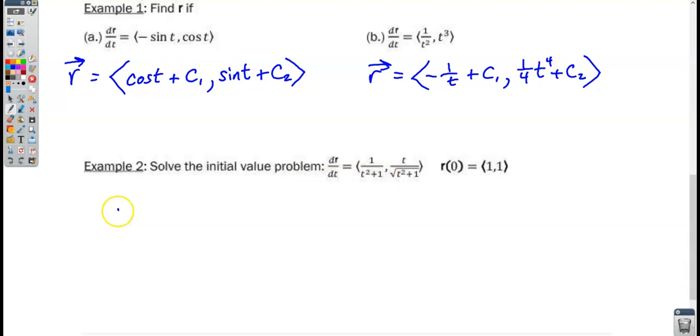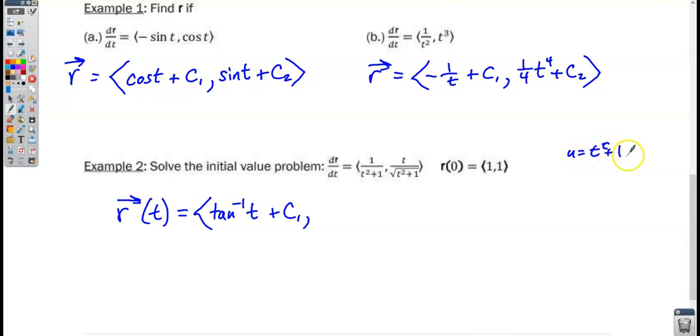So we start by taking the antiderivative of that function. And so we've got r of t is equal to, and the antiderivative of 1 over t squared plus 1 is the arctangent of t plus our constant. And the antiderivative of t over the square root of t squared plus 1. If we think about this, we could do this via substitution if we wanted to. This is u equals t squared plus 1, etc.